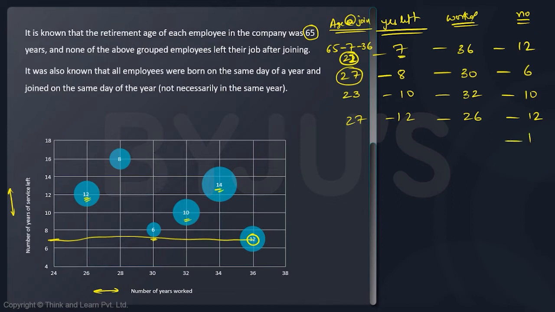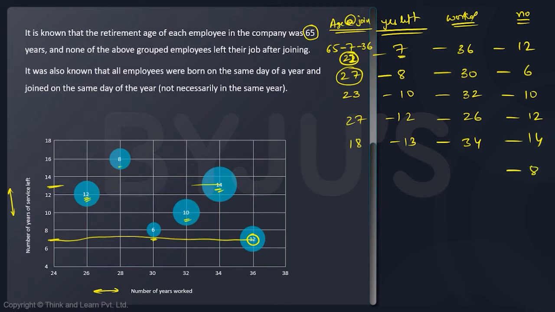Then I'll take these 14 people. 14 people, 34 years they have worked, and this is the central line. So this is center. So that is 13 years of service left. So I need the age when they join. So that's 65 minus 13 minus 34. So that is 18 years. So they join very early. Say they join when they are 18 years of age.